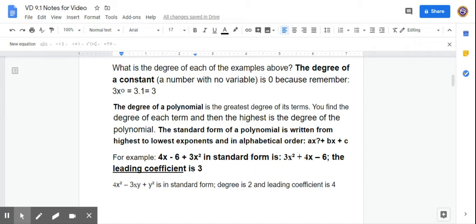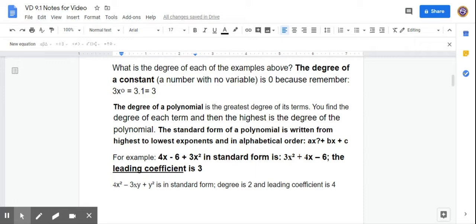The leading coefficient is 3. Think of what that's saying, leading coefficient. It leads off. The leading coefficient is going to be the coefficient of the term with the highest degree. Okay? Second example that I gave you, 4x squared minus 3xy plus y squared is in standard form.